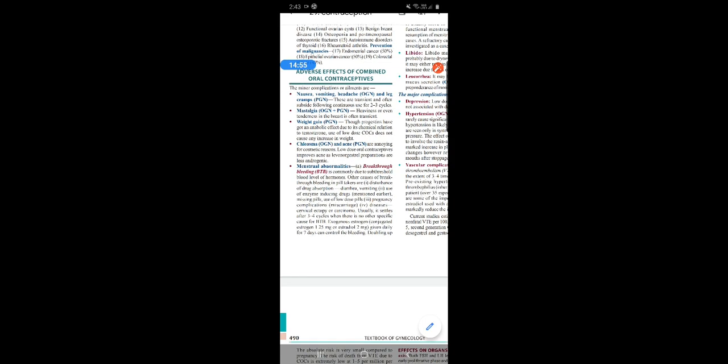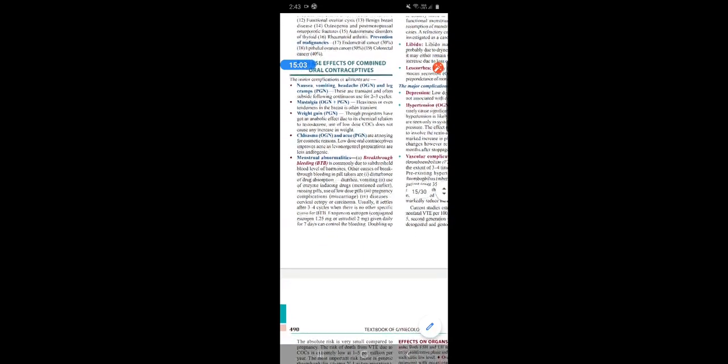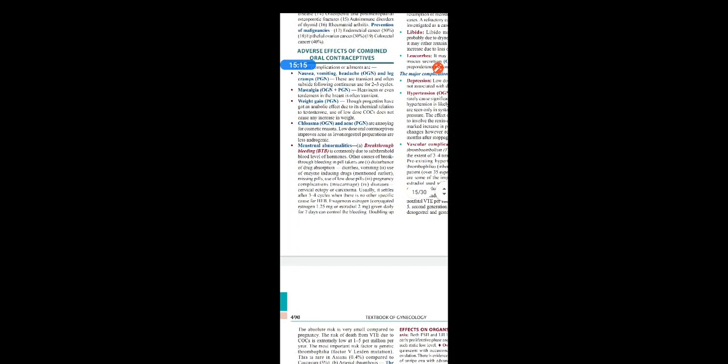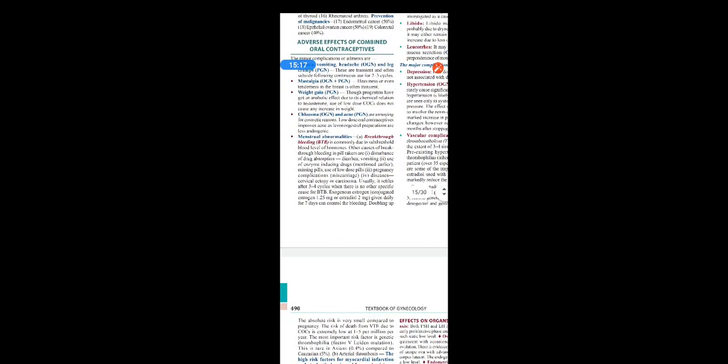So in the beginning, patient may get all these complaints, but within 2 to 3 cycles, all these complaints will subside. Mastalgia, heaviness, or even tenderness in the breast is often transient. Weight gain: though progestins have got an anabolic effect due to its chemical relation to testosterone, use of low dose OC pills does not cause any increase in the weight.